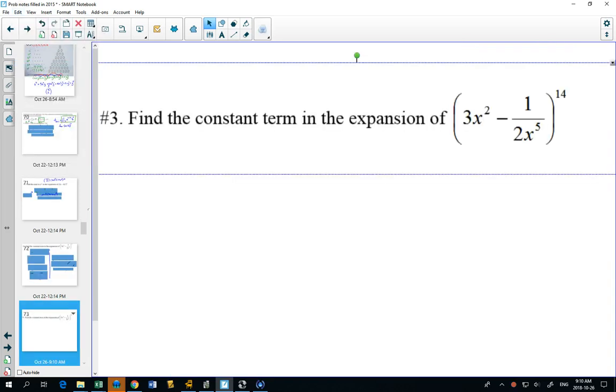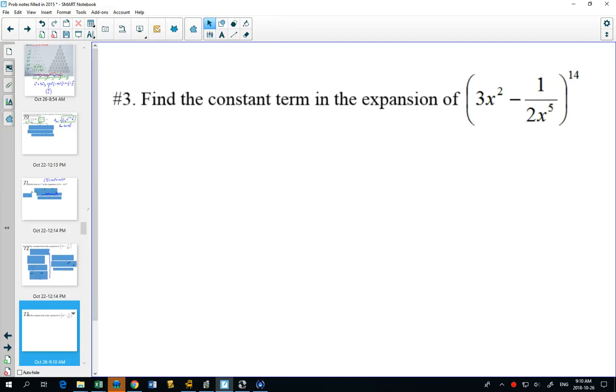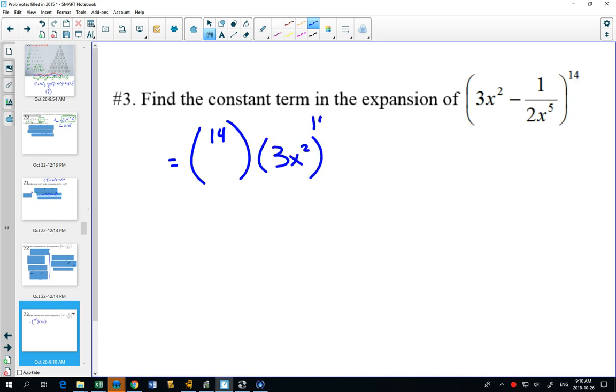All right, this one I just want to walk through with you completely. So we want to find the constant term in this expansion. If we think about it, and you can use either your old formula or your new formula, we're going to have 14 choose something, because I don't know which one is my constant term. I have 3x squared to the power of 14 minus whatever, I'm going to put r there for now, and negative 1 over 2x to the 5 to the r.